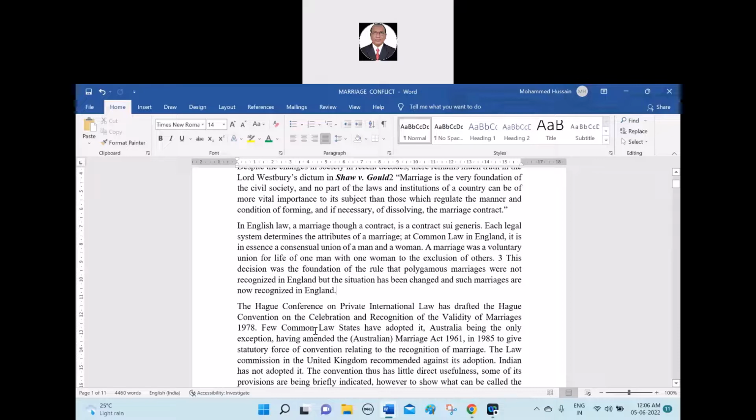So now let us see what the Hague Convention says. The Hague Conference on Private International Law drafted the Hague Convention on the Celebration and Recognition of the Validity of Marriages in 1978. So there is an international instrument on how we can recognize, how we can celebrate, and how we can make a marriage a valid marriage. A few common law states have adopted it, with Australia being among the exceptions, having amended the Australian Marriage Act 1961. Is there any amendment for the Law of Marriage Act?